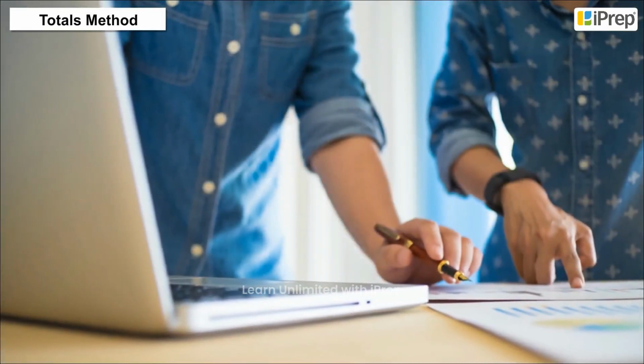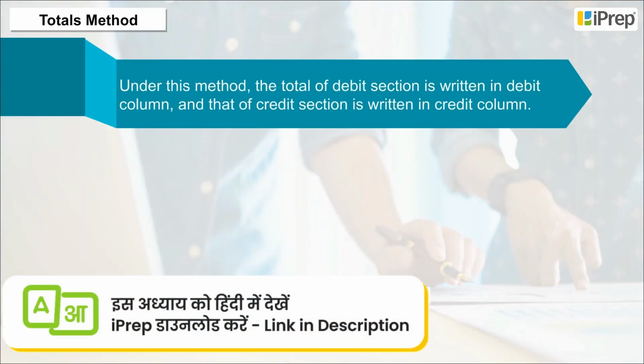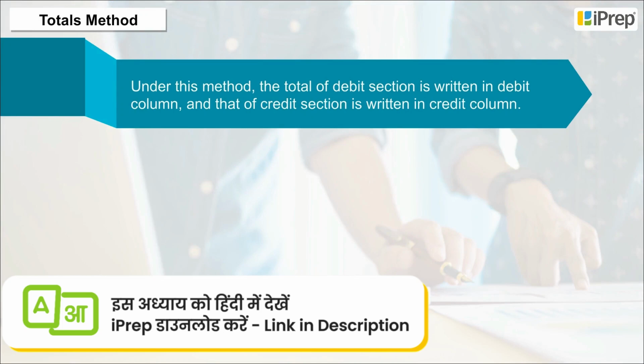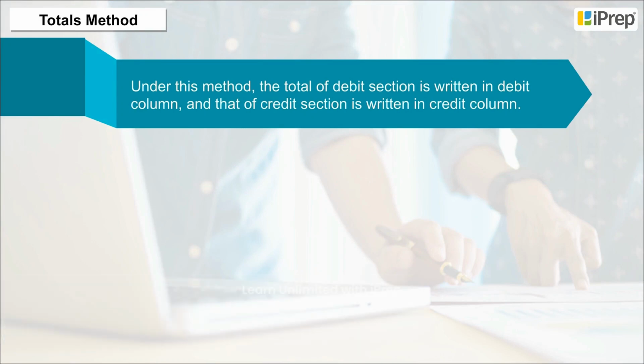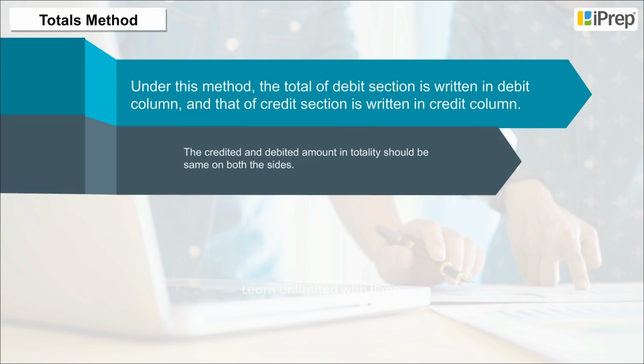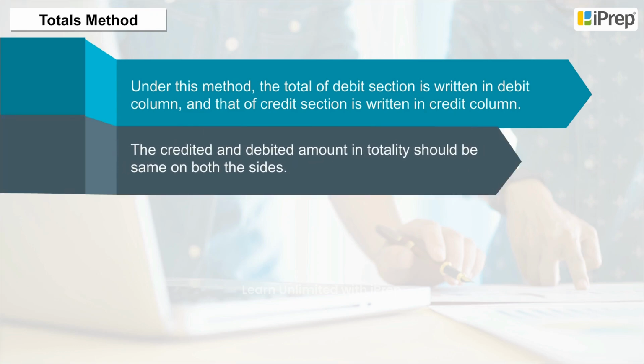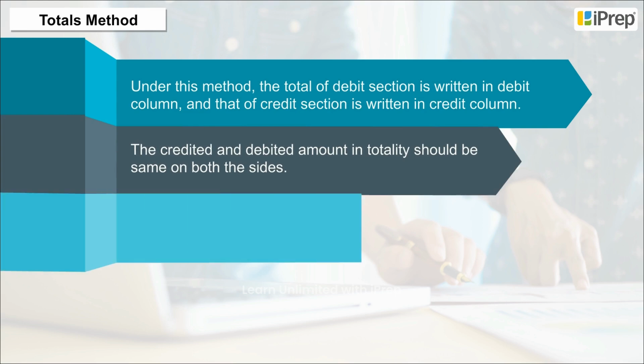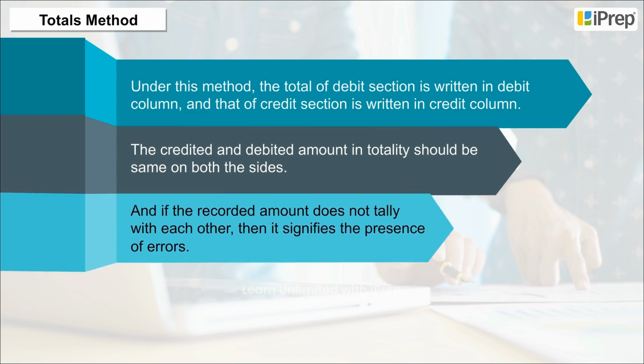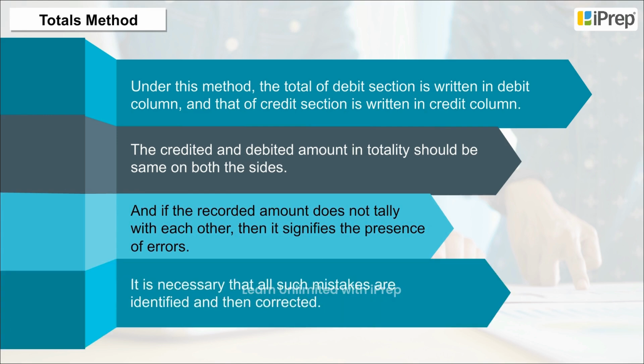2. Totals method. Under this method, the total of debit section is written in debit column and that of credit section is written in credit column. The credited and debited amount in totality should be same on both the sides. And if the recorded amount does not tally with each other, then it signifies the presence of errors. It is necessary that all such mistakes are identified and then corrected.